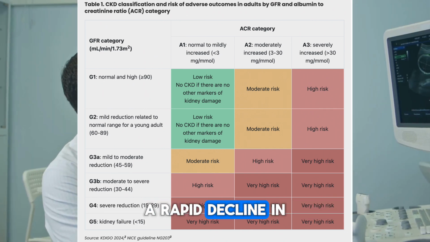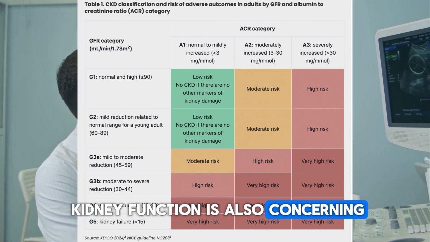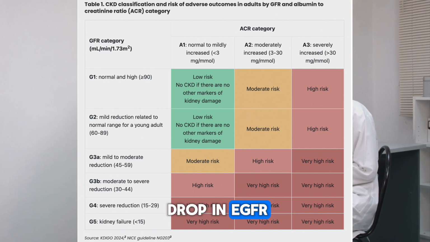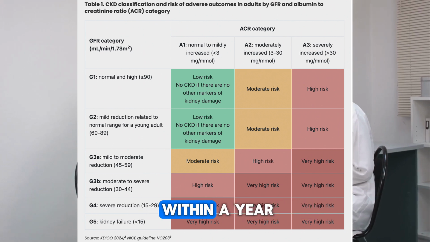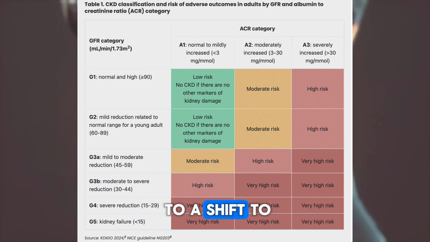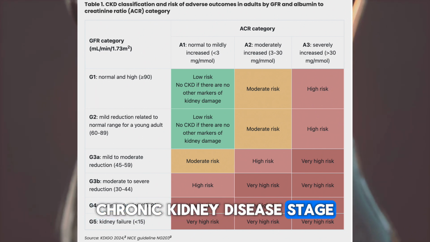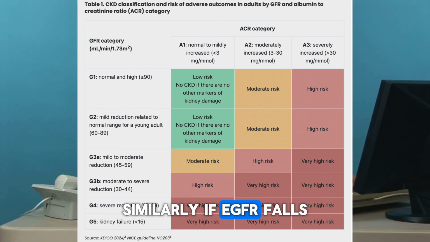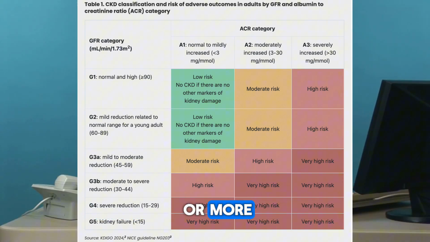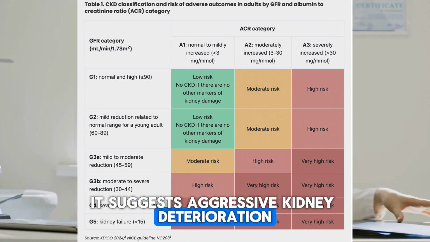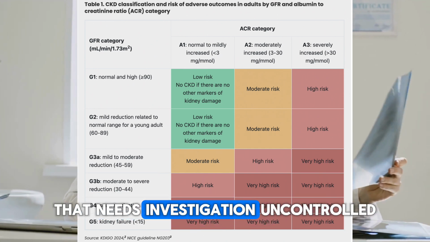A rapid decline in kidney function is also concerning. This includes a sustained drop in eGFR by 25% or more within a year, especially if it leads to a shift to a worse chronic kidney disease stage. Similarly, if eGFR falls by 15 per year or more, it suggests aggressive kidney deterioration that needs investigation.